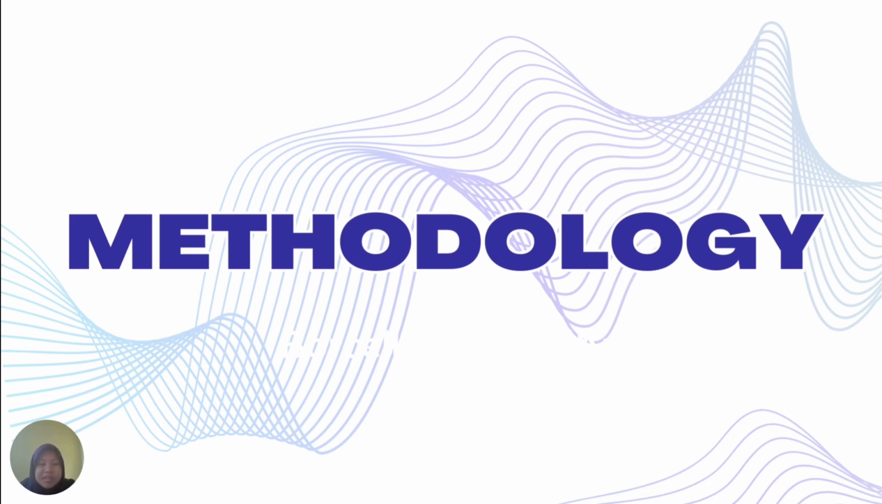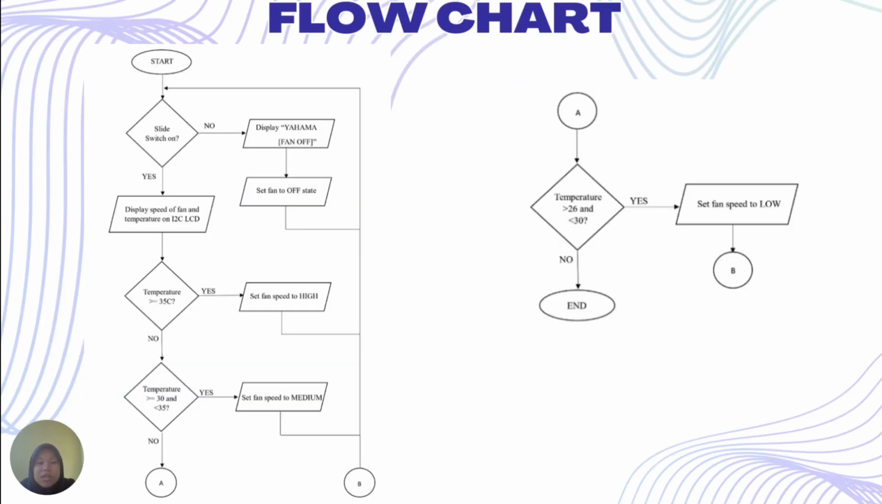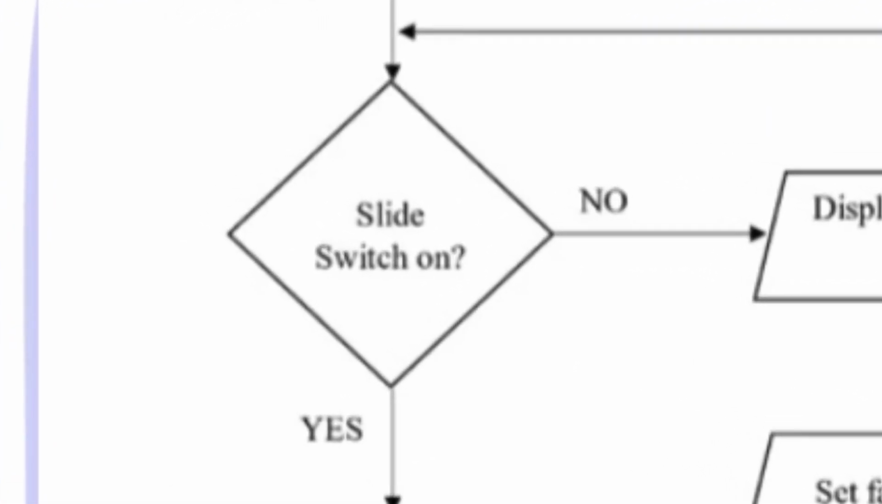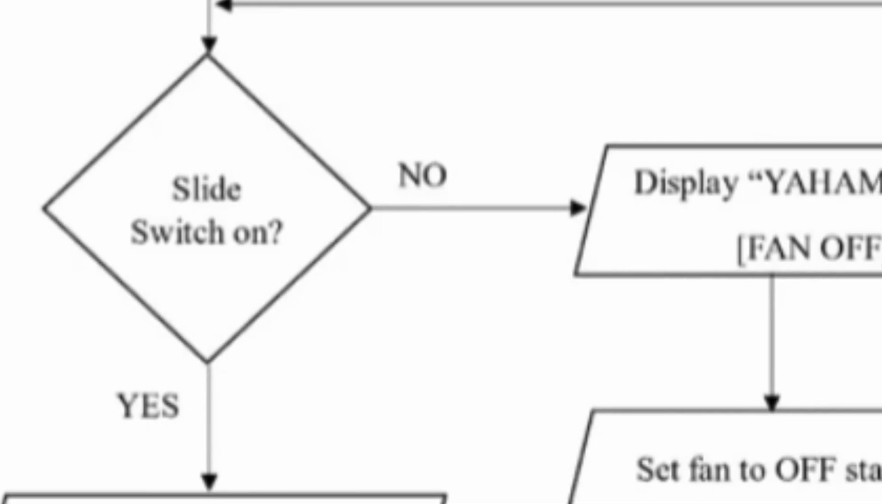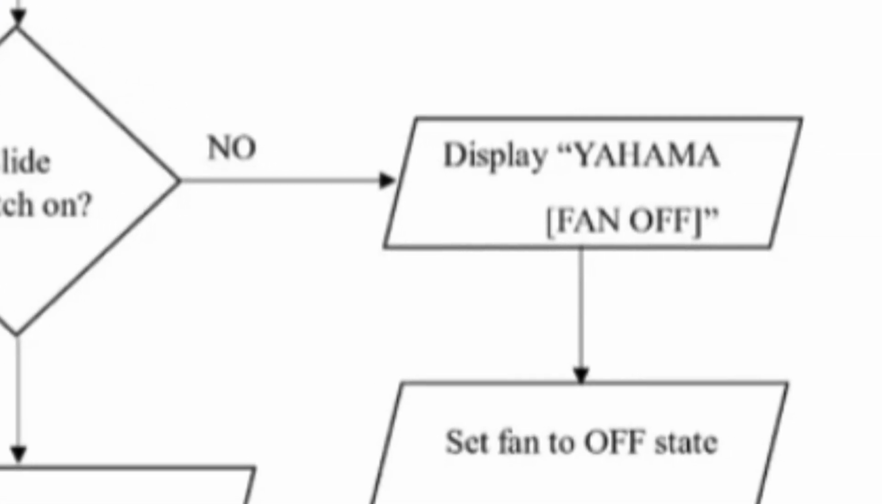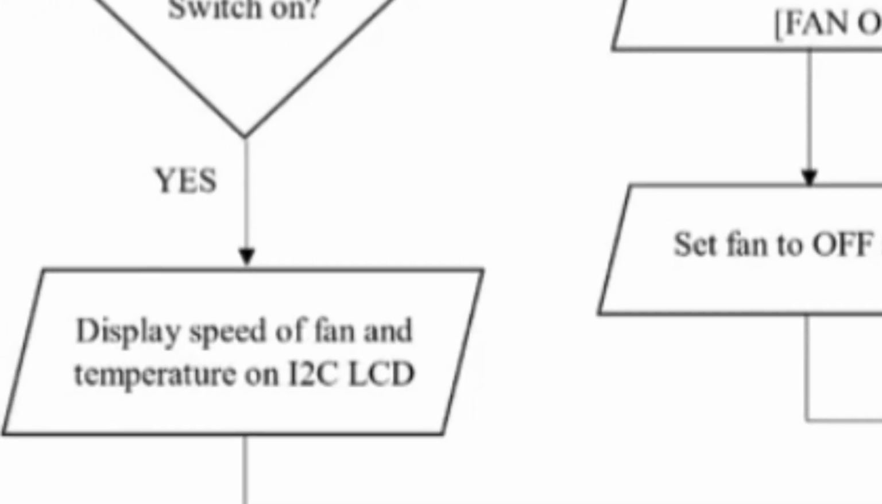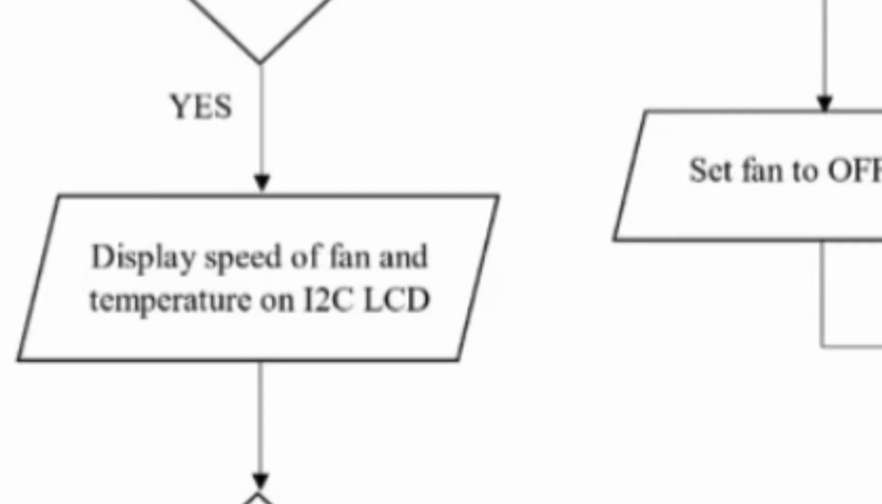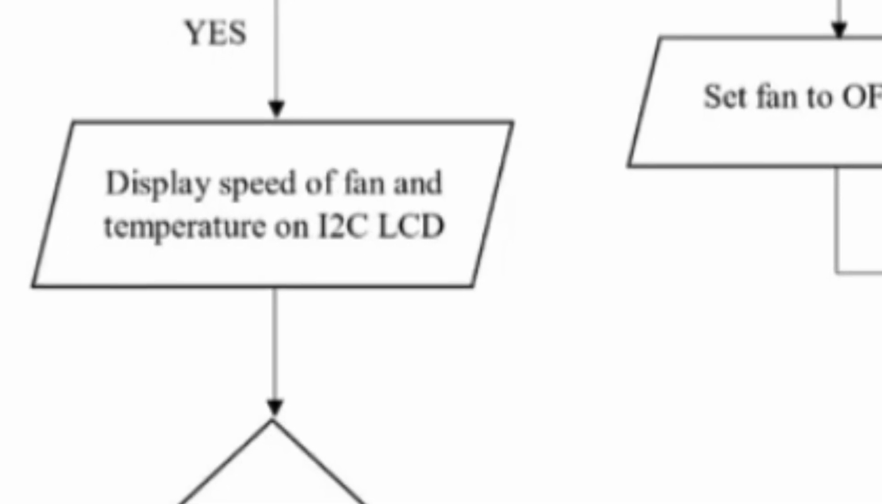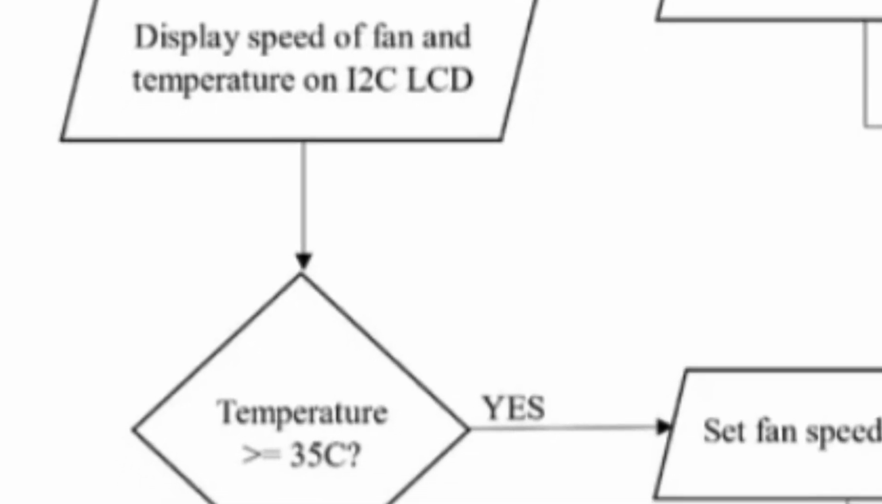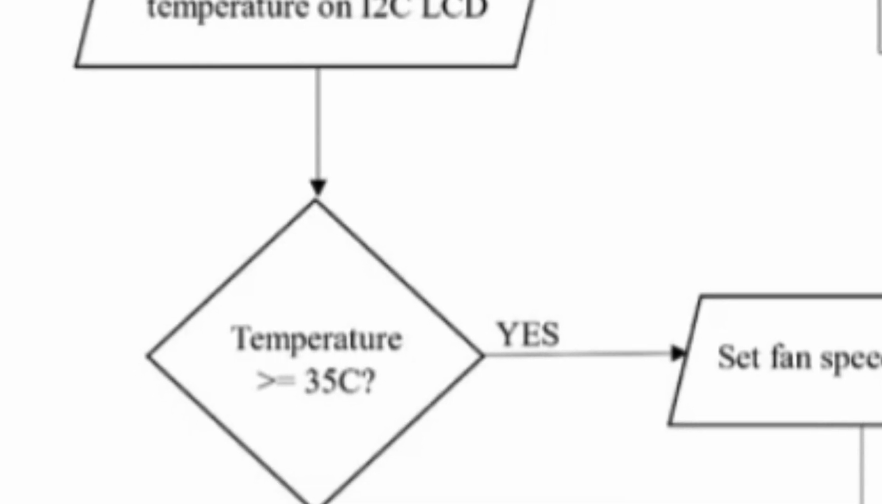So in this methodology, we go through two things, which is the flowchart of our system and the code. So this is our flowchart. First, we start with select switch on. If no, the LCD will display fan off. If yes, the LCD will display speed of fan and temperature sensor. Next is the system will continue with the process in these three different conditions.